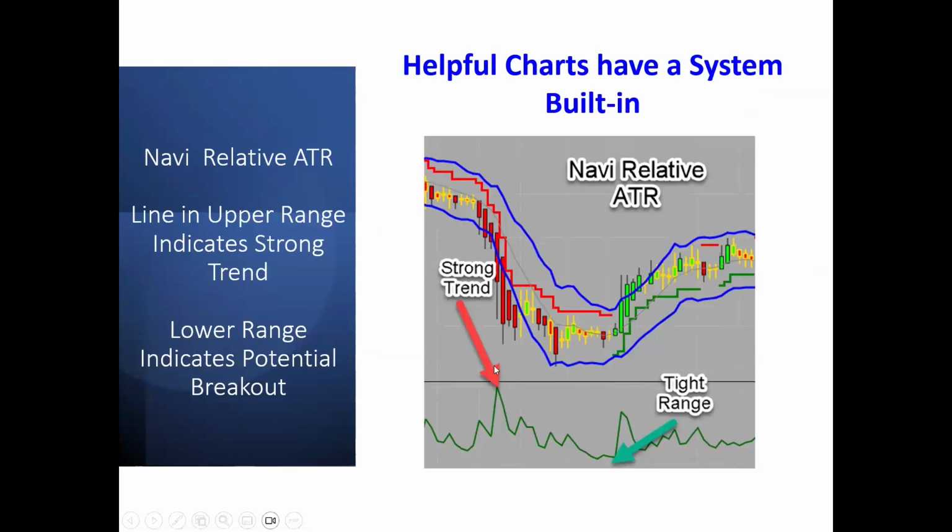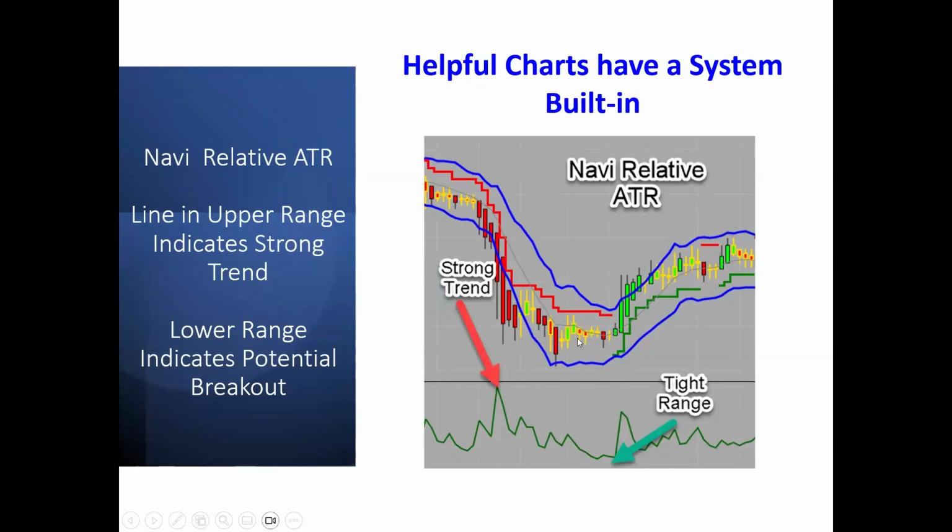Finally, we have an indicator called the Navi relative ATR indicator. The relative ATR indicator is really looking for points in the market where we're getting very tight range. And typically when we get tight range, the market's going to break up or down out of that tight range. And these can provide very good trading opportunities because, let's say we're in a tight range, you can put stops above and below that tight range and take on relatively low risk in your trade.